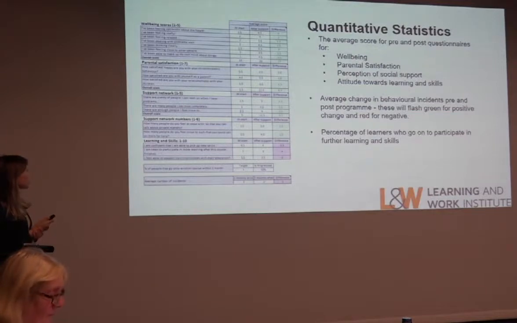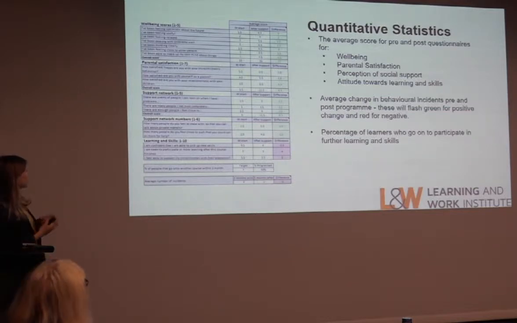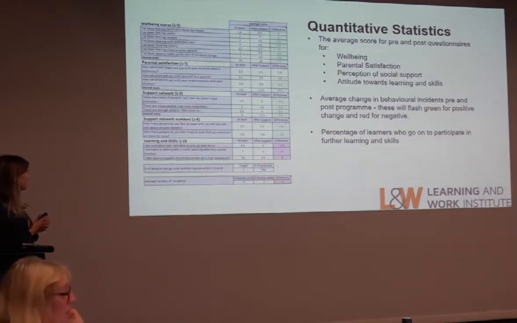And this is what will come out. So you'll get your quantitative statistics. The first section of the questionnaire on well-being, you'll get an overall score for improvement in well-being. Same with parental satisfaction, social support networks. This is just fake data, by the way, that I entered.